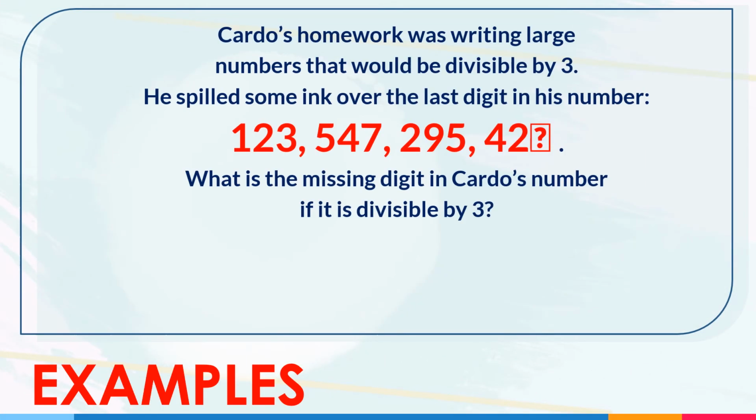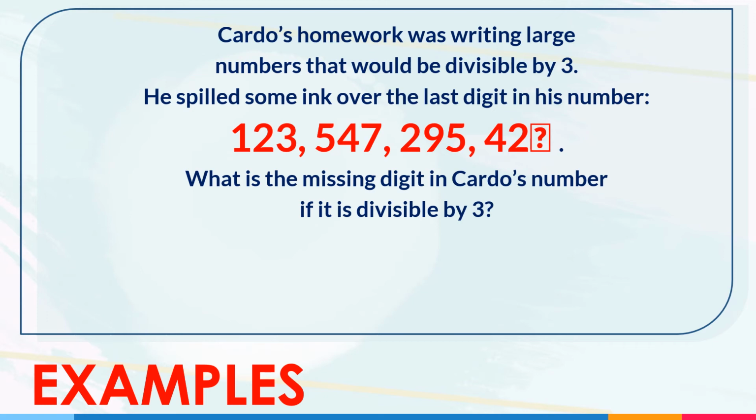Example number 4. Cardo's homework was writing large numbers that would be divisible by 3. He spilled some ink over the last digit in his number, 123,547,295,420 blank. What is the missing digit in Cardo's number if it is divisible by 3? You can pause the video, so take your time.